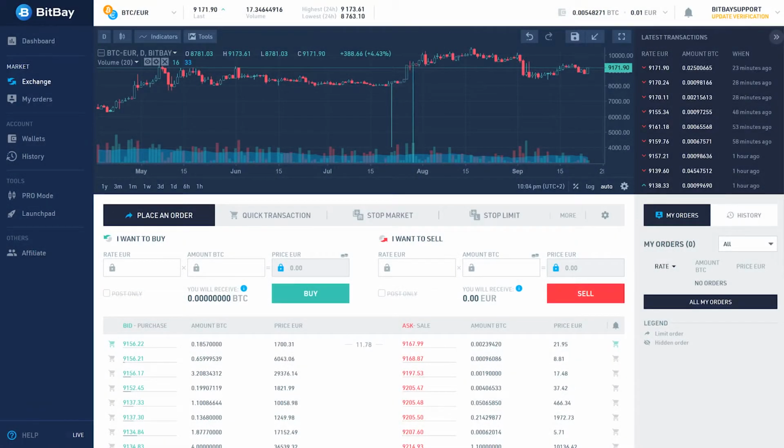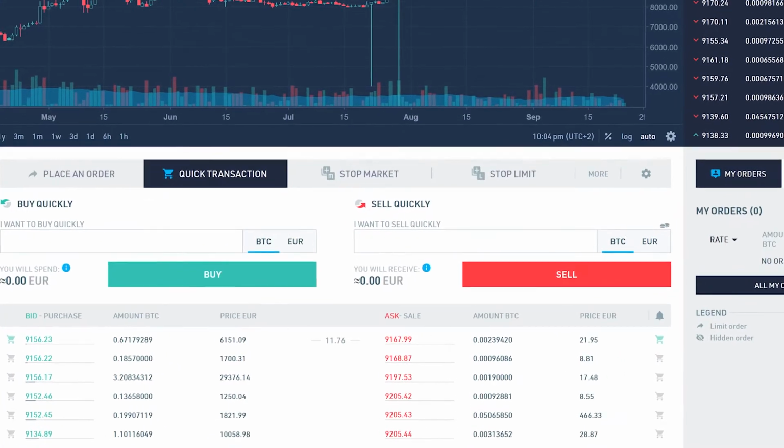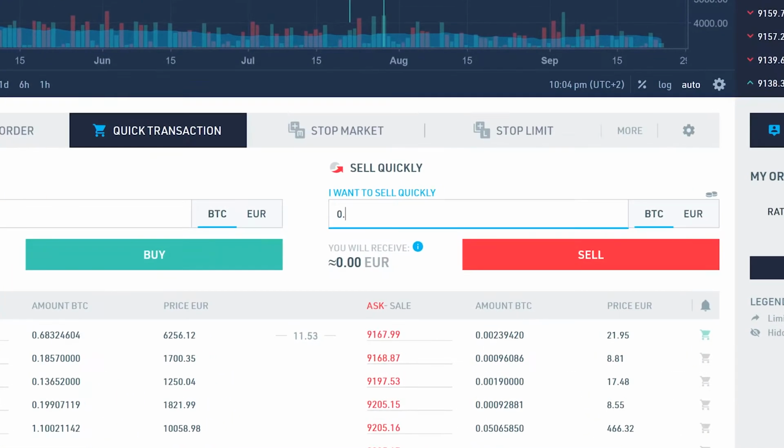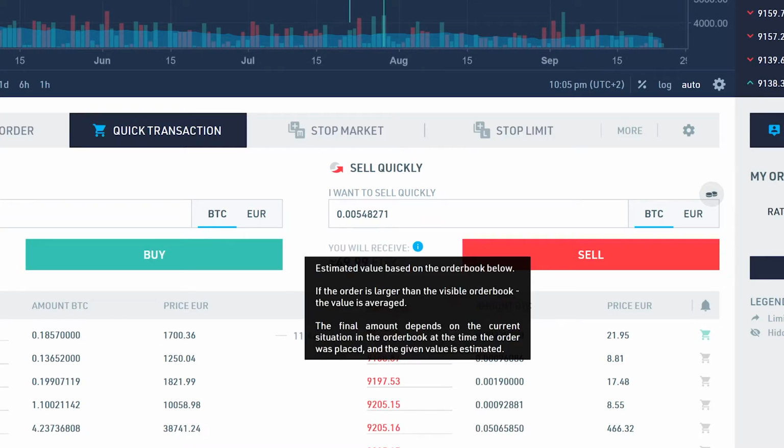Buying and selling cryptocurrency with BitPay couldn't be simpler. To do a quick transaction, enter the amount in cryptocurrency or an amount for which you would like to purchase. To trade all your currency, click Buy All or Sell All. The exchange will calculate the end amount based on the best offers on the list.